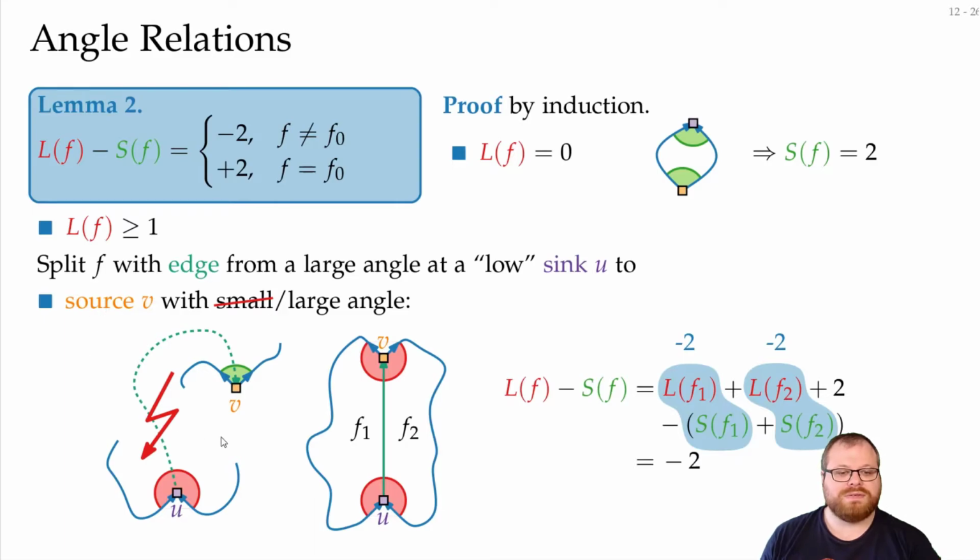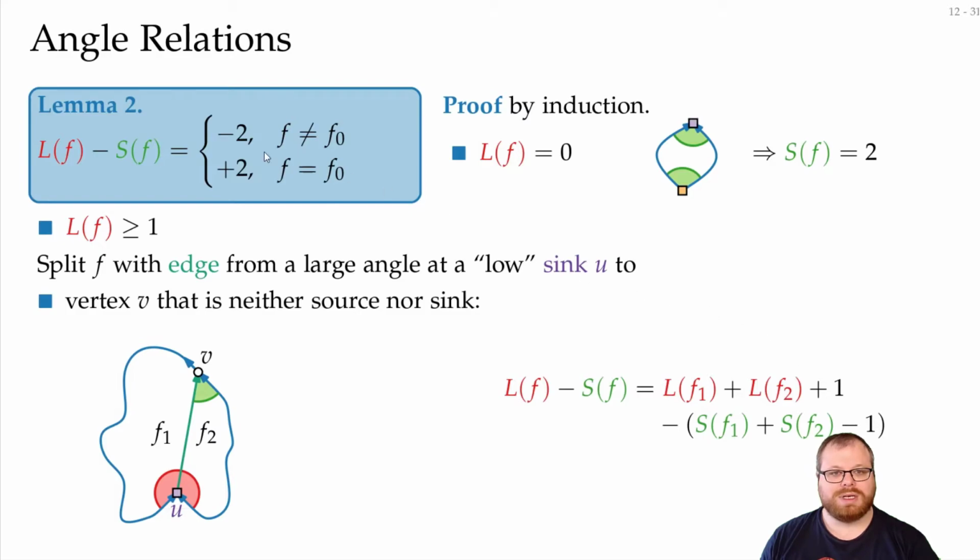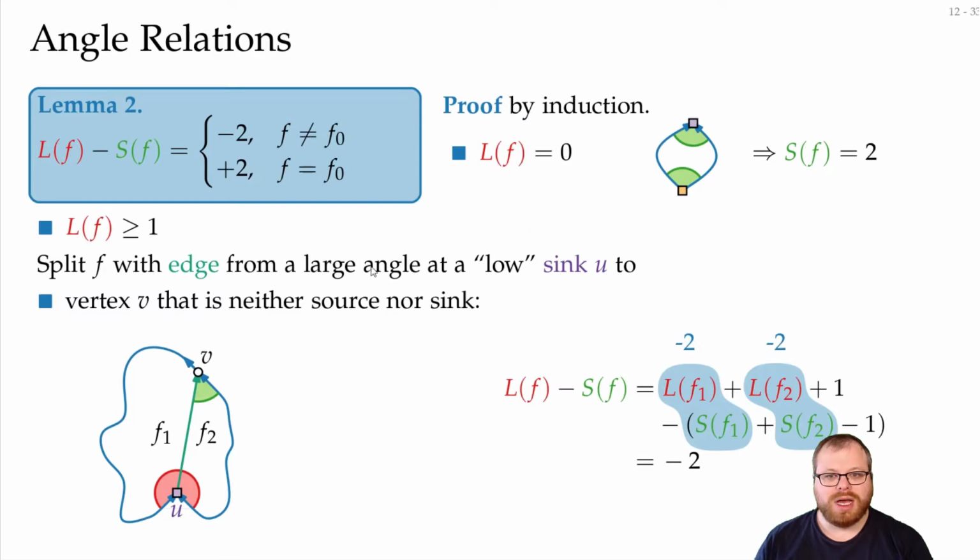What if we don't have any of this, so we only have a vertex that is neither a source nor a sink? Well, again, this large angle here gets split, and we create a new small angle. So the number of large angles goes down by 1, and the number of small angles goes up by 1. And again, by induction, we get a -2. And if we don't have a low sink, then we must have a high source, because those are the only ones where we can have large angles.